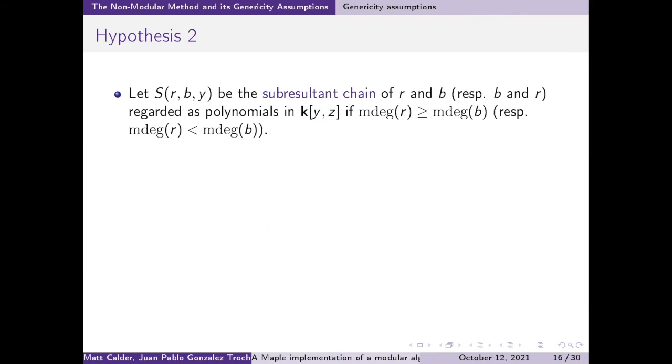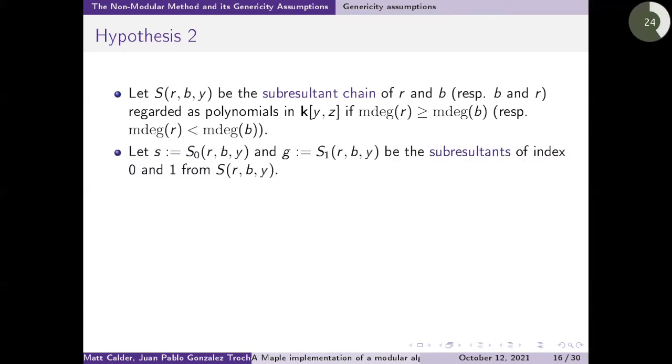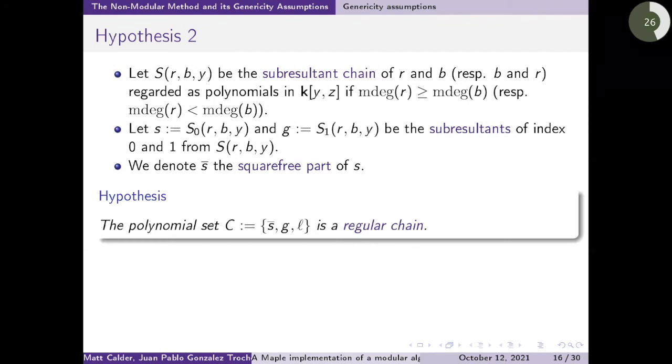Now let S be the subresultant chains between R and B with respect to the variable y, if the main degree of R is greater or equal than the main degree of B. And set S as the subresultant of index 0 and G as the subresultant of index 1 between R and B with respect to the variable y. We denote as S bar the square-free part of S. Our second hypothesis is that the polynomial set composed by S bar, G, and L is a regular chain.